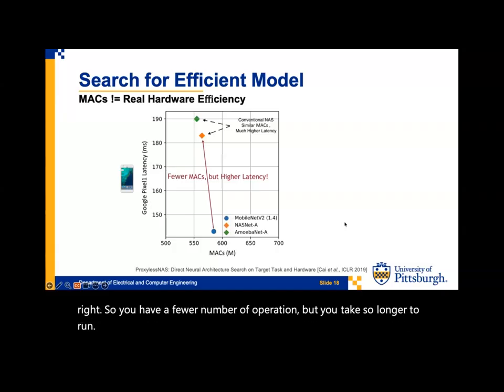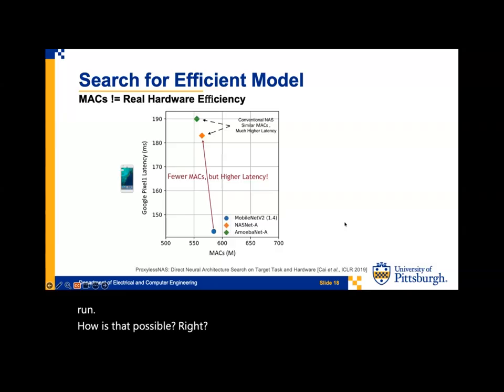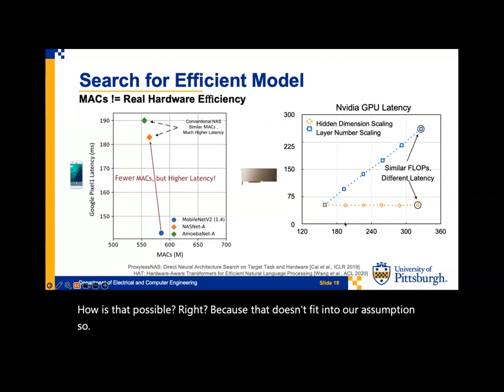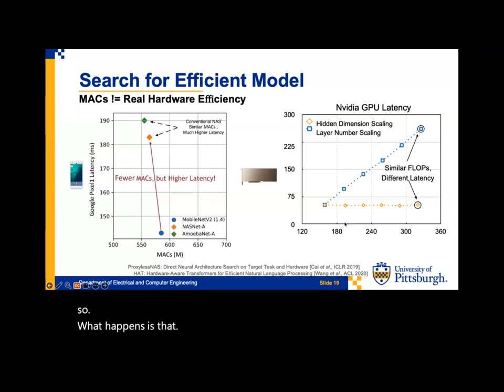How is that possible, right? Because that doesn't fit into our assumption. So what happens is that you have fewer MACs, but you have higher latency.